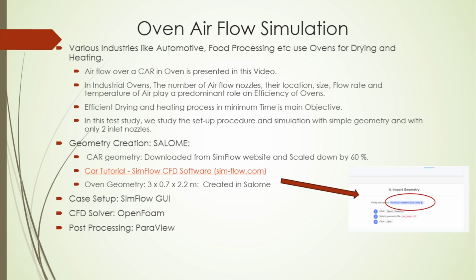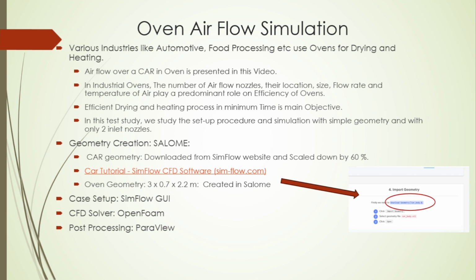In this part of the tutorial, I would like to discuss the airflow scenario in an industrial oven. Ovens are used in various industries such as automotive, food processing, petrochemicals, etc. for heating and drying purposes. So in this tutorial, the airflow over a car in an oven is presented.